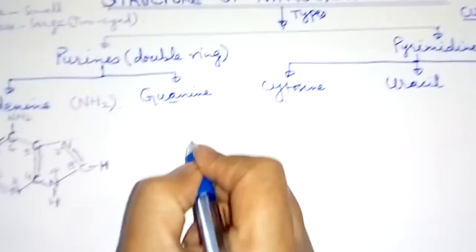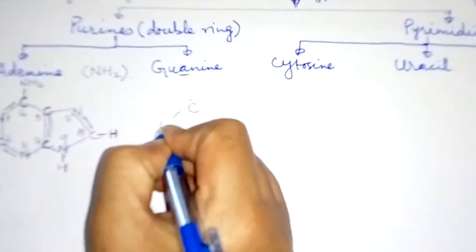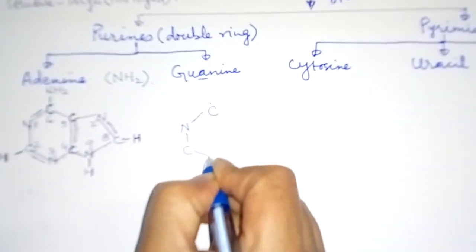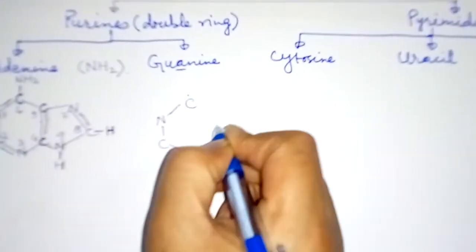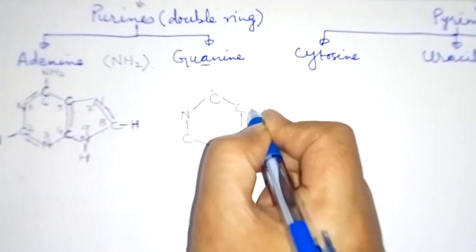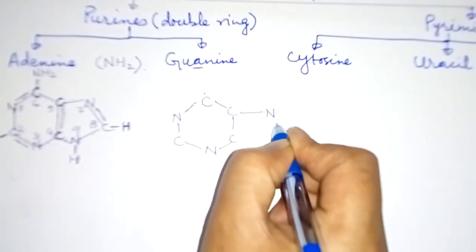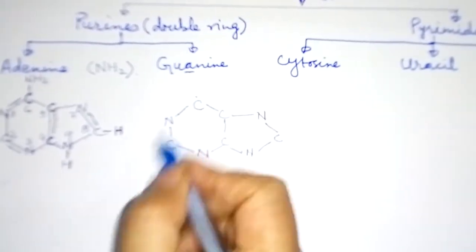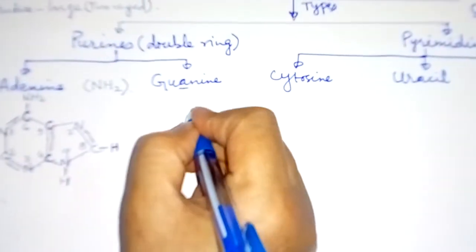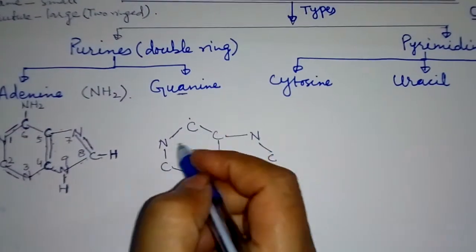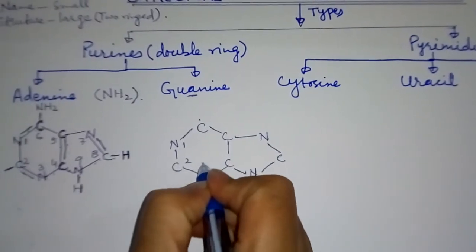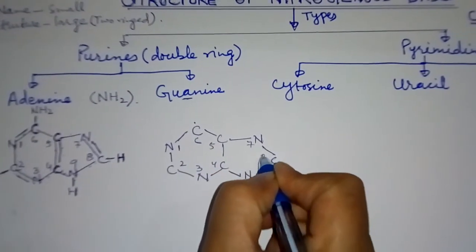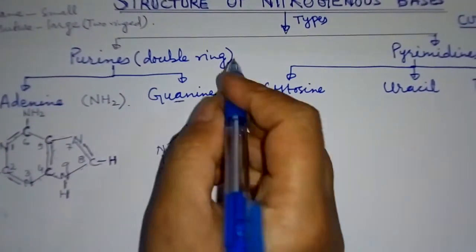So let's start it. C, N, C, N, C, C, N, C, and this is N. So in this way the two ring structure is completed. Now the numbering: 1, 2, 3, 4, 5, 6, 7, 8 and 9 numbering is completed.